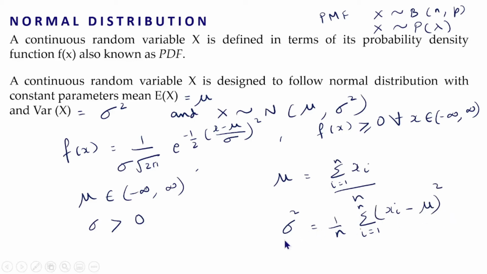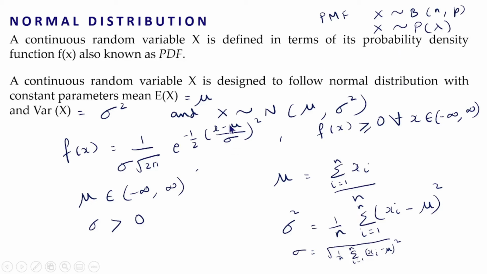Here we need sigma, so sigma will be the root of this, or sigma is equal to root of 1 by n summation i is equal to 1 to n xi minus mu the whole square. So these are the notations that are used in normal distribution.